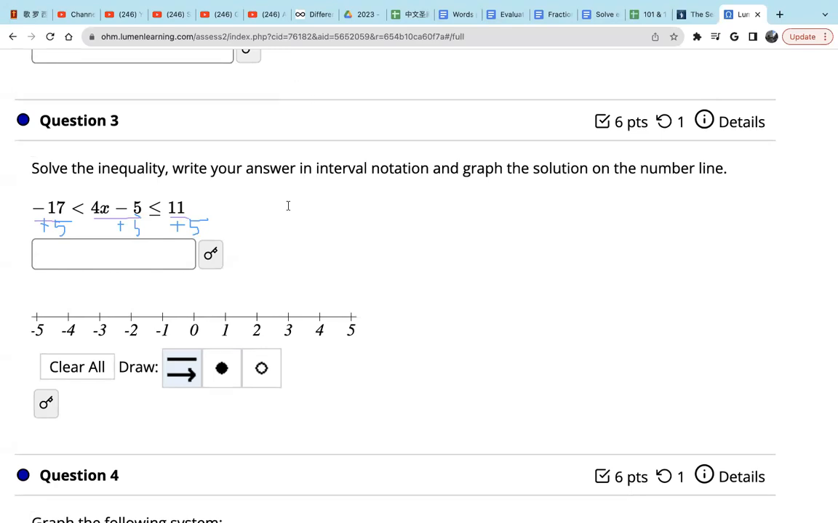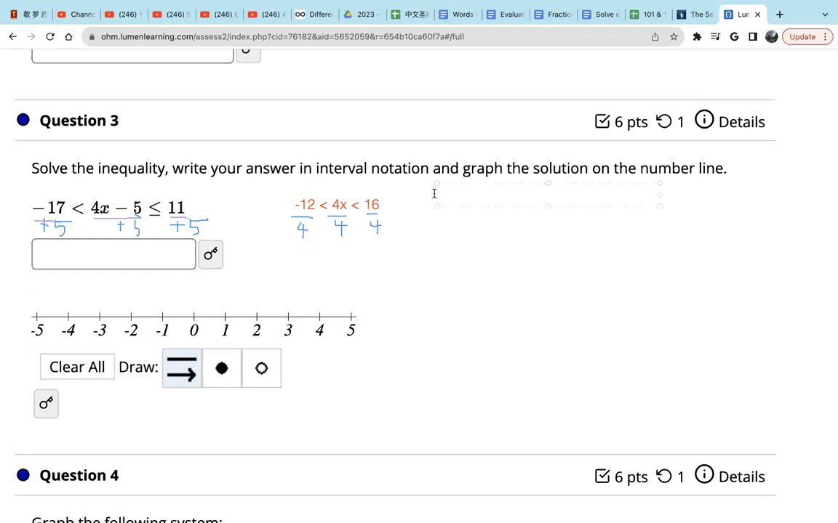So then what do we get? Let me write on the side. Negative 17 plus 5, that's negative 12, less than 4x. Minus 5 plus 5, that's 0. 11 plus 5, that's 16. Now what do we do? We divide everyone by 4 because we want to get x. We divide by 4 on all 3 sides, simultaneously.